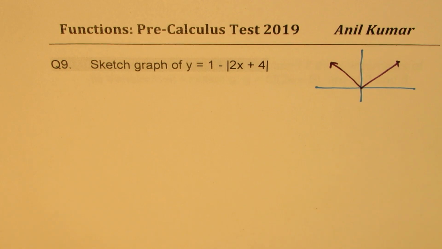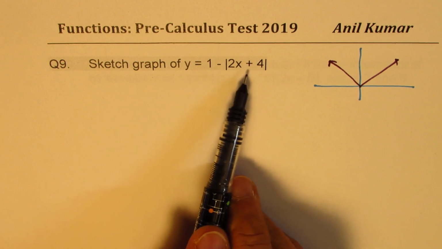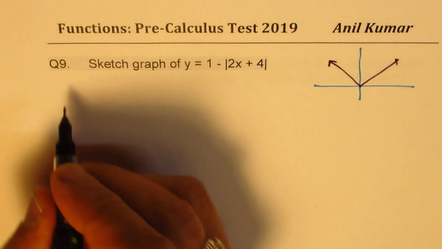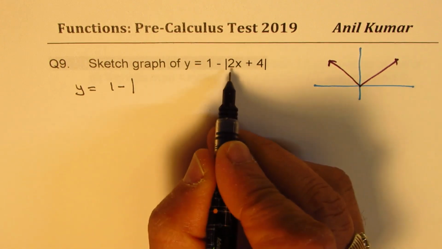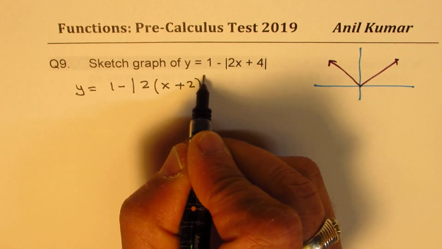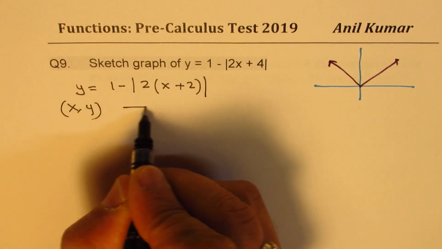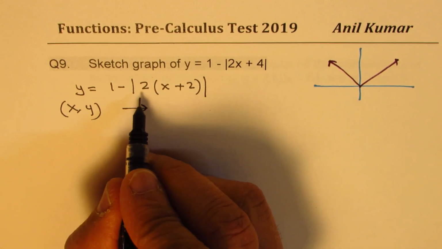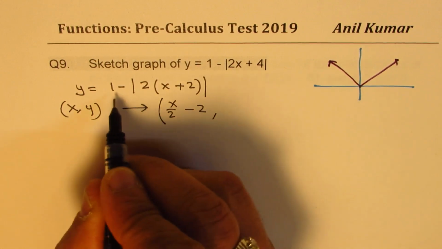It's y equals x, and then you reflect the minus part, right? So we'll sketch from this function the required transform function. We'll use transformations, right? So we have a function here, y equals 1 minus absolute value, taking 2 common, and we get here x plus 2. Correct? So if I write xy coordinates, the x values get divided by 2 and then take away 2. Correct?